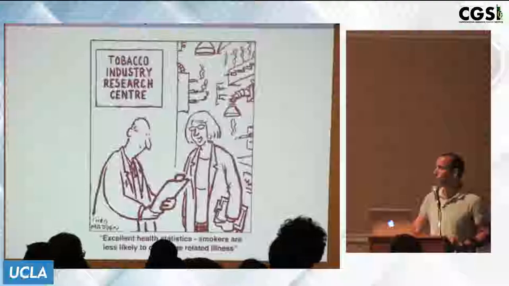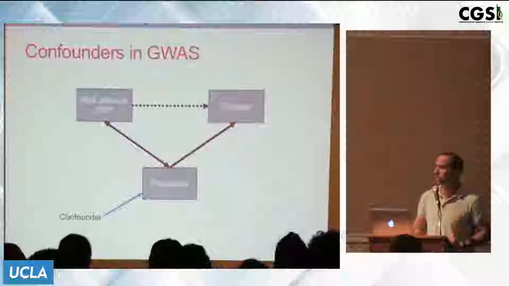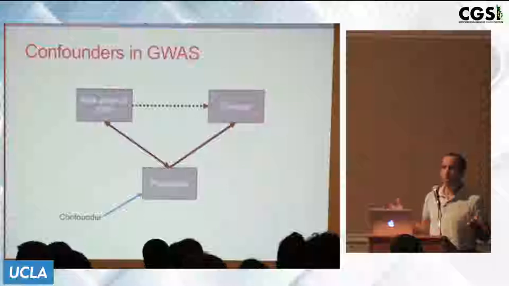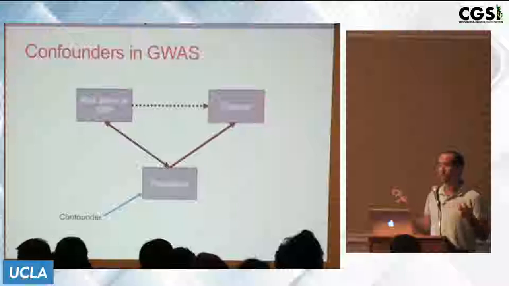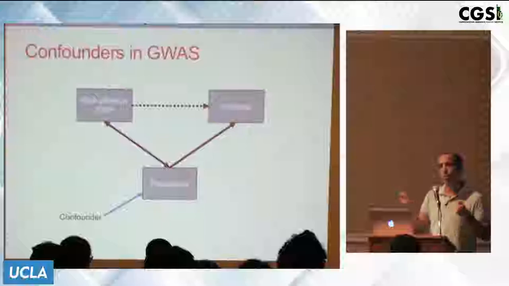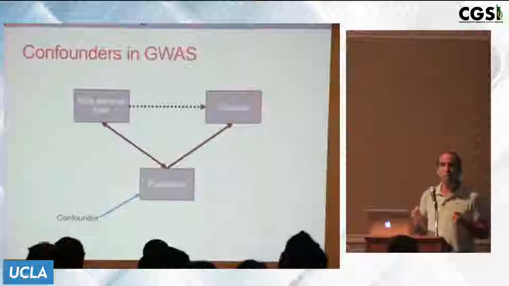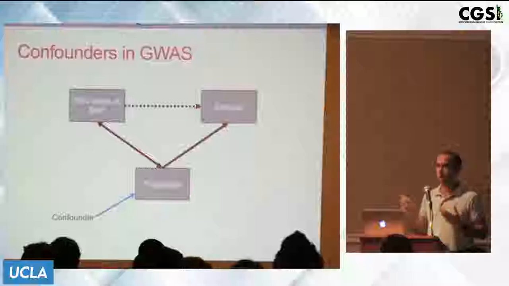In GWAS, people have thought about it for a while, and they've solved it, I would say, in most cases. The thing that affects us the most there is population. Population affects the disease, and population affects the SNP, and therefore there is some correlation between the SNP and the disease. It's a real correlation, but we learned nothing about the biology, because all we learned is that the SNP is related to the population.